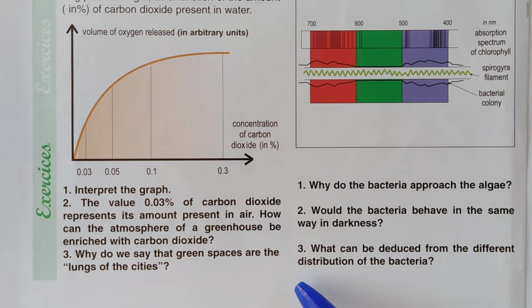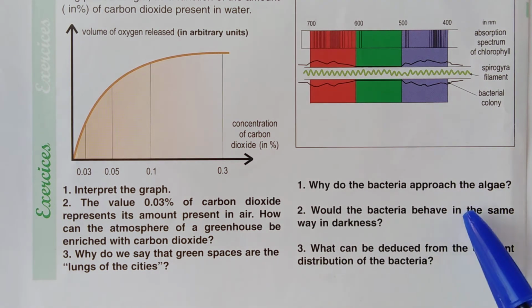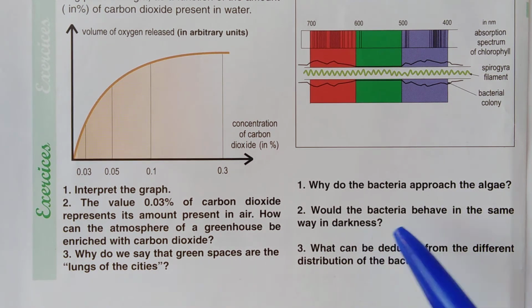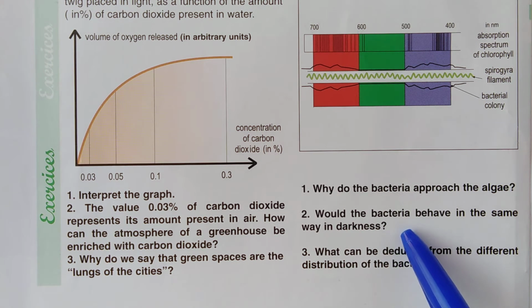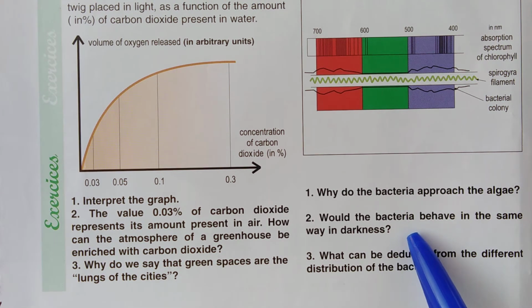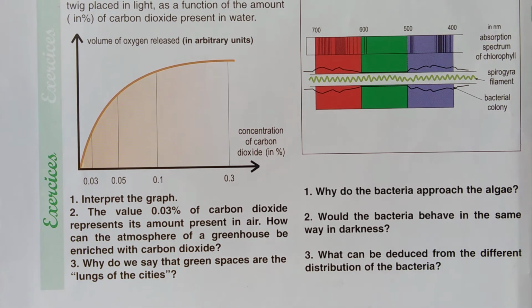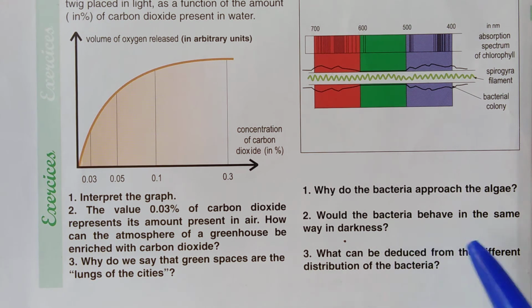Okay, part 2. Would the bacteria behave in the same way in darkness? Surely not. Why? Because in darkness green plants will not produce any oxygen because photosynthesis will not take place. So bacteria will not approach the green plant. Meaning, in the dark the bacteria will not benefit, since they want oxygen. When they see that the green plant is not releasing oxygen, surely they will not approach it.